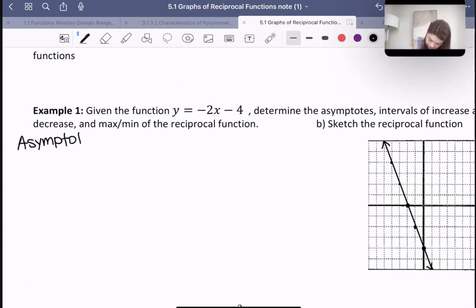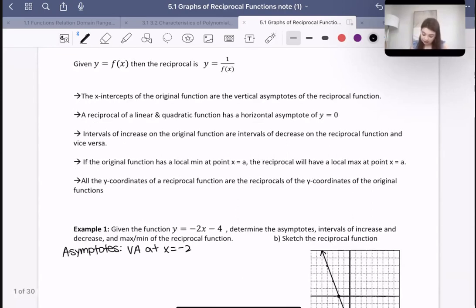So for asymptotes, we would have a vertical asymptote at x is equal to negative 2, right? Because we have a 0 there, or an x-intercept on our original function. So that means that's where we have our vertical asymptote for the new function. Okay, now that's the only one, so we can move on to the next point.